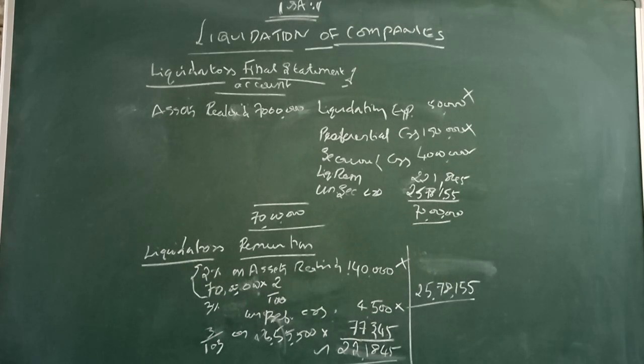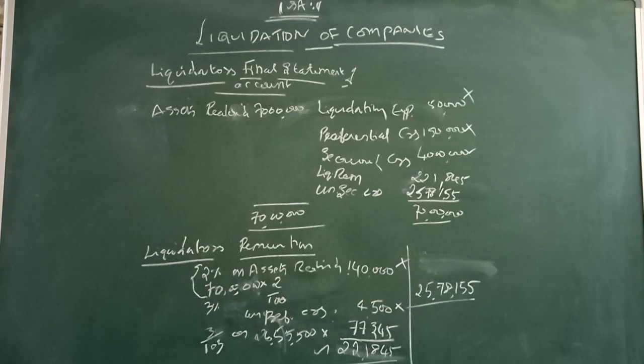Then another 3% comes, it is given in the question. Have a look on that. 3% remuneration is paid on the basis of the amount paid to unsecured creditors. See here, you should keep a watch on that. Amount paid to unsecured creditors means the unsecured creditors are paid only after adjusting liquidator's remuneration, expenses, and all the payments required. After adjusting those payments, only the balance you have to take.